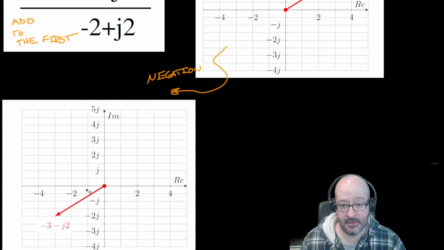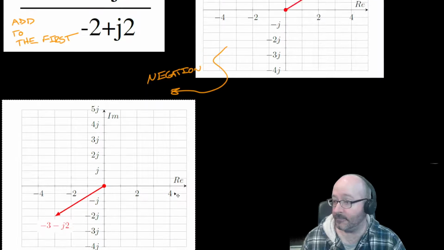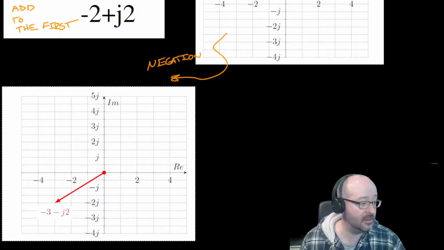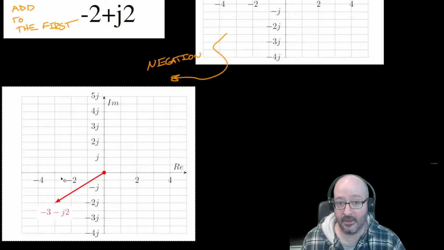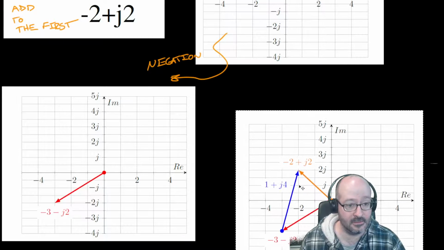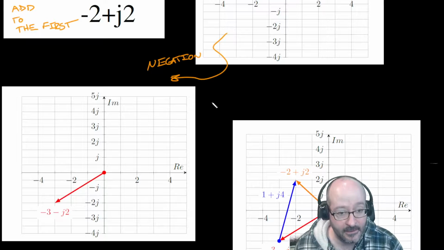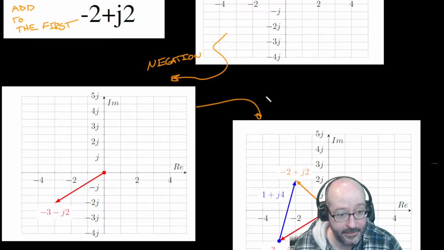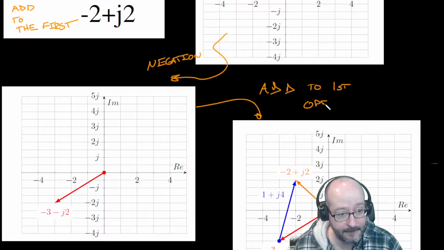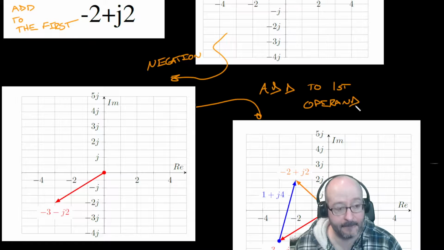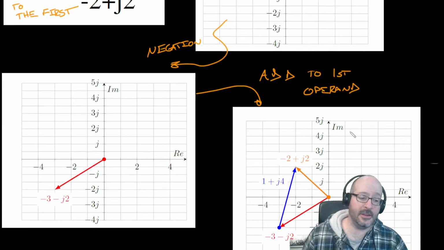Something like that. So we just negated it. Spin it around 180 degrees, and then add it to the first one. So the first one was... let's see here. And then from here we go add to the first operand, just like we did on the number line.